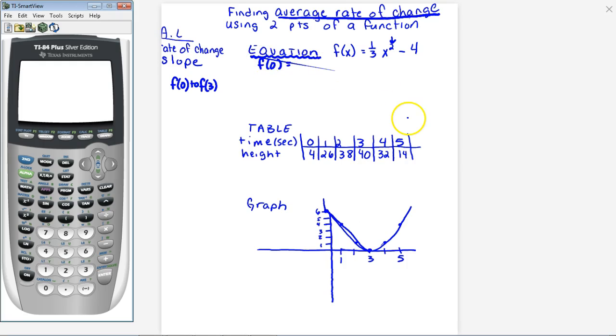And we just substitute in everywhere we see an x, a 0 instead.